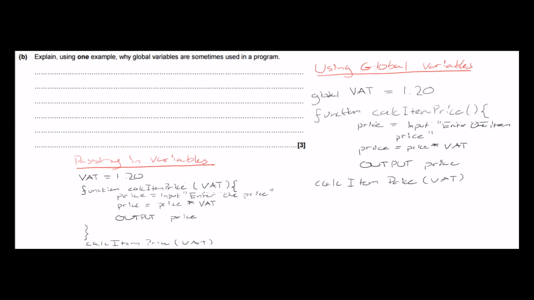Hi, and welcome to another tutorial video in which I'll be going through this exam question. In this question we're asked to explain, using one example, why global variables are sometimes used in a program.